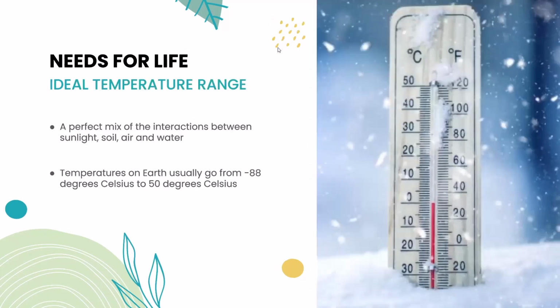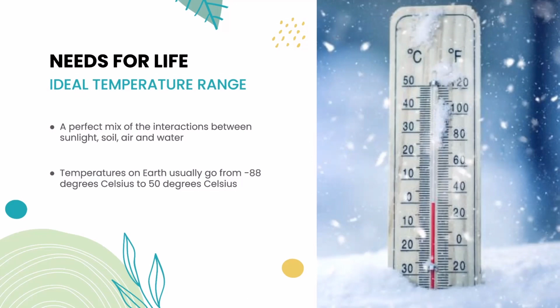Last one that gets skipped over a lot is ideal temperature range. So for this one, just think of it as like a plant might die if you just put it in freezing conditions or really hot conditions. So it's a perfect mix of interactions between sunlight, soil, air, and water.